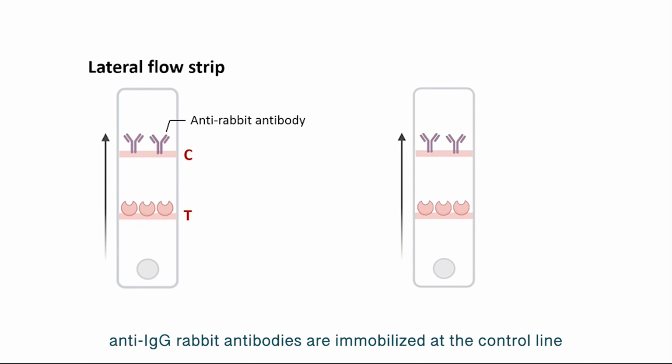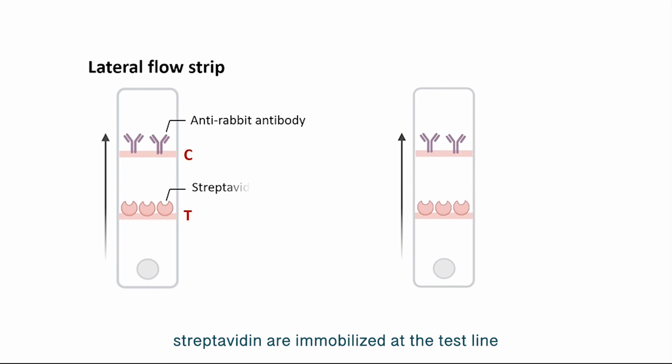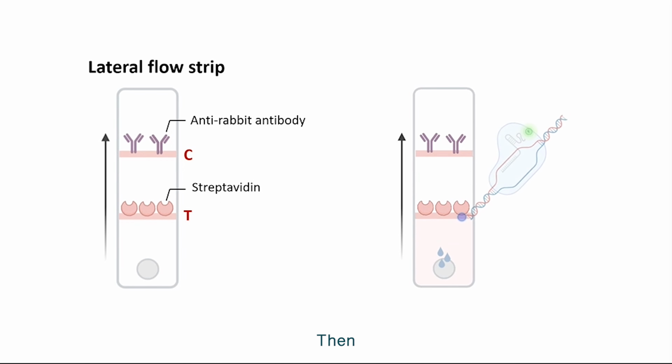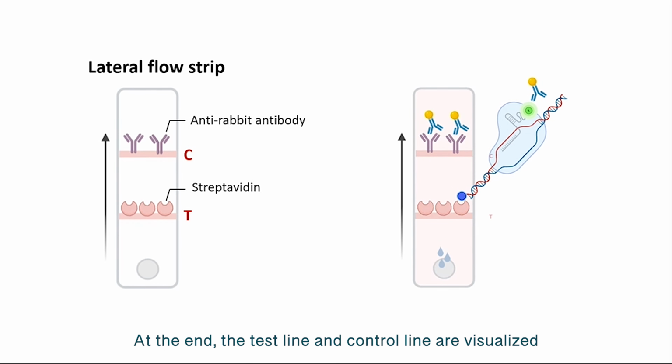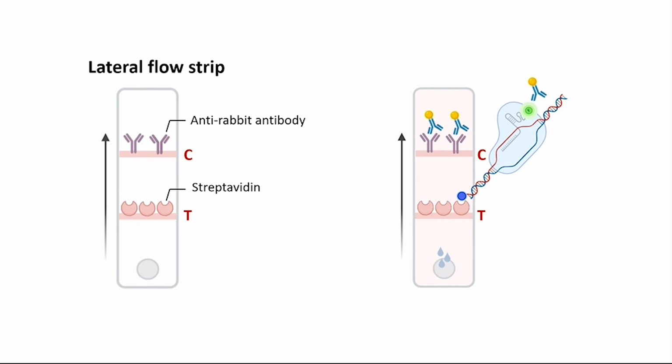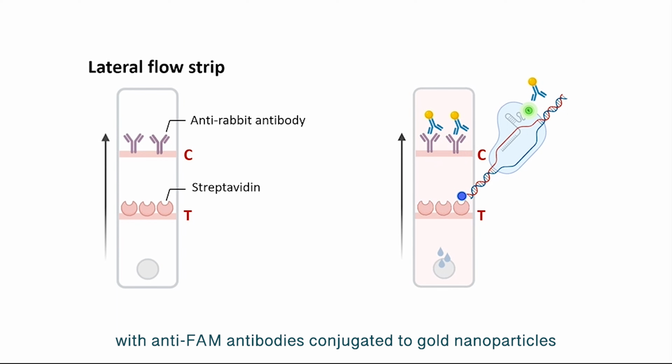On the lateral flow strip, anti-IgG rabbit antibodies are immobilized at the control line. Streptavidin is immobilized at the test line. The sample is added to the sample pad, then moves through the test pad and the absorbent pad. The complexes are captured in the scaffolding with high affinity between biotin and streptavidin, with anti-FAM antibodies bound to gold nanoparticles, and the strip shows two lines for a positive test result.